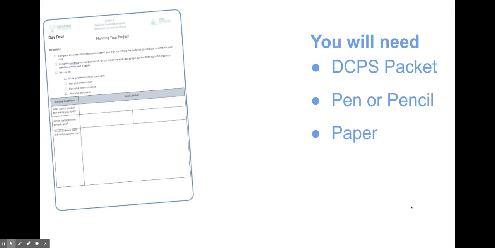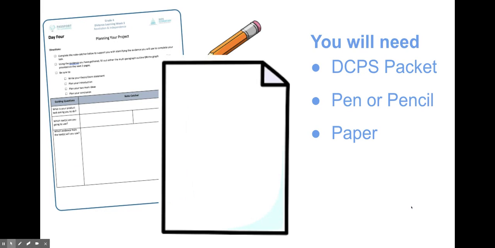For today's lesson, you will need 3 things. Of course, you will need your planning project packet, and particularly day 4, a pen or a pencil, and some paper. Again, if you are missing your packet, it is also online, located in the Teams file folder.